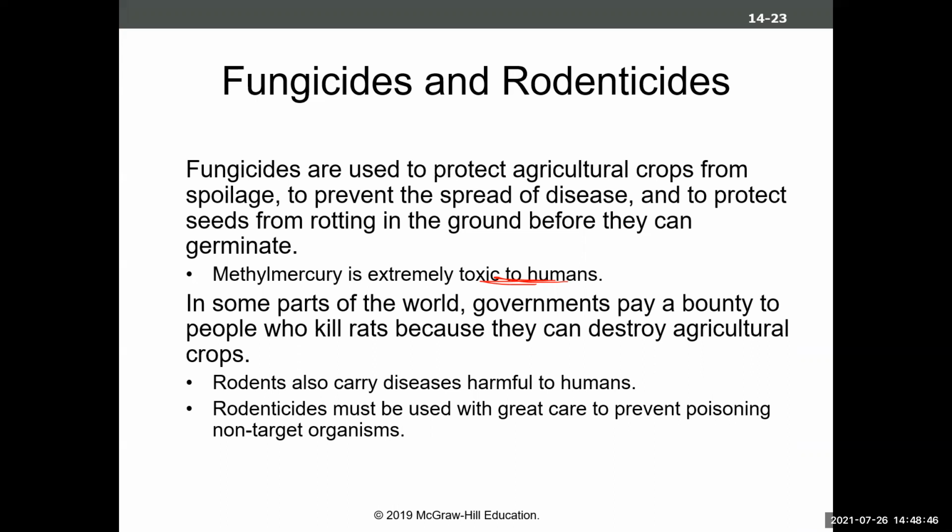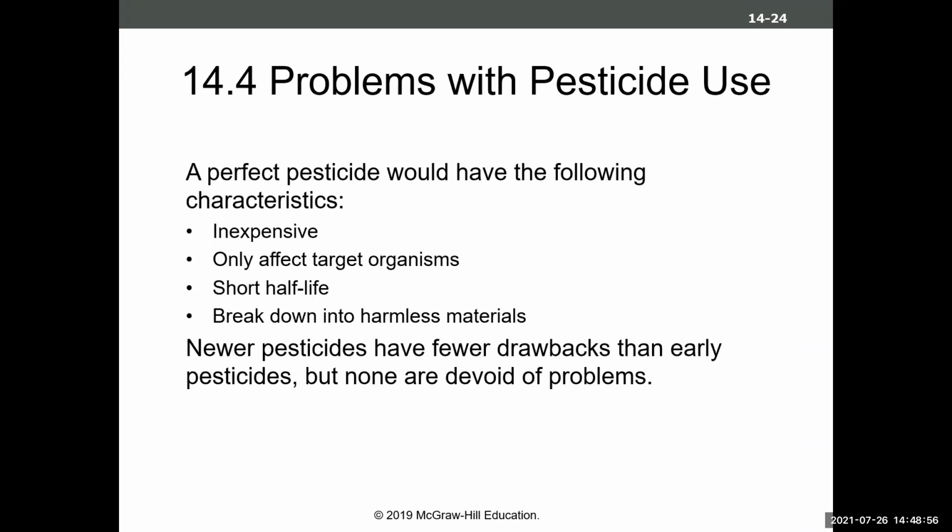So those are all of the different categories of pesticides that you can use in an ag setting, right? When you're growing crops. Now, problems with pesticides are that they're not perfect. They all have cons and issues that are associated with their use.